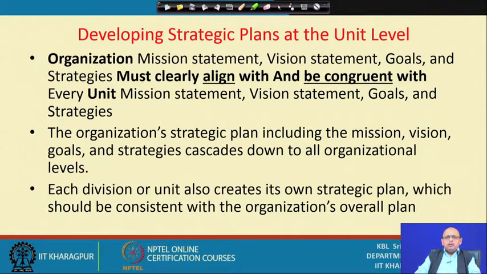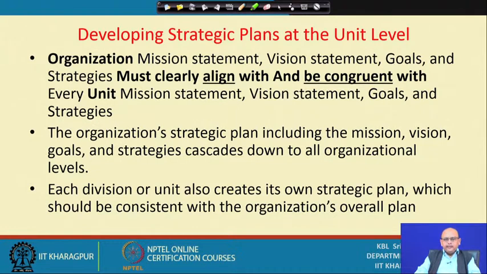For example, there could be a corporate vision, but at the same time there could be a separate vision for a particular business unit. Say, for example, Tata Group of Industries. At the corporate level, they might have a different kind of vision and mission statement. But if you look at different units of the Tata Group, say Tata Consultancy, Tata Motors, Tata Steel, they might be having their own vision and mission statements.